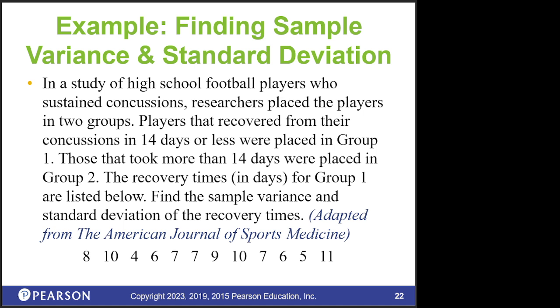So we have high school football players who have sustained concussions. Researchers placed the players in 2 groups. Players that recovered from their concussion in 14 days or less were placed in group 1. Those who took more than 14 days were placed in group 2. The recovery times for group 1 are listed below. Find the sample variance and standard deviation of the recovery time. So this is going to be the data I'm going to enter into Excel.